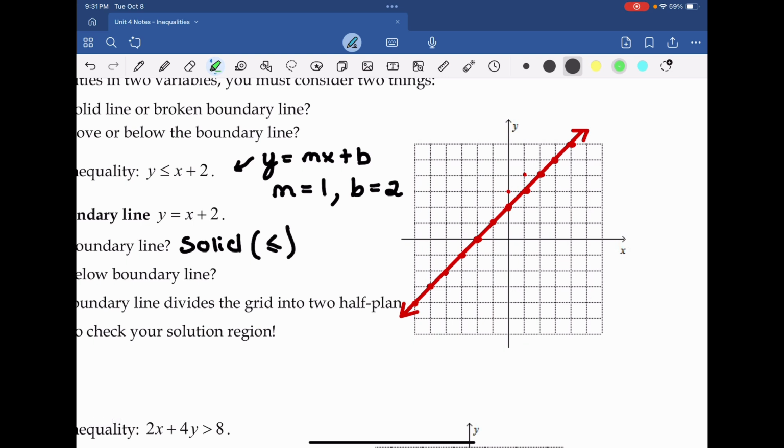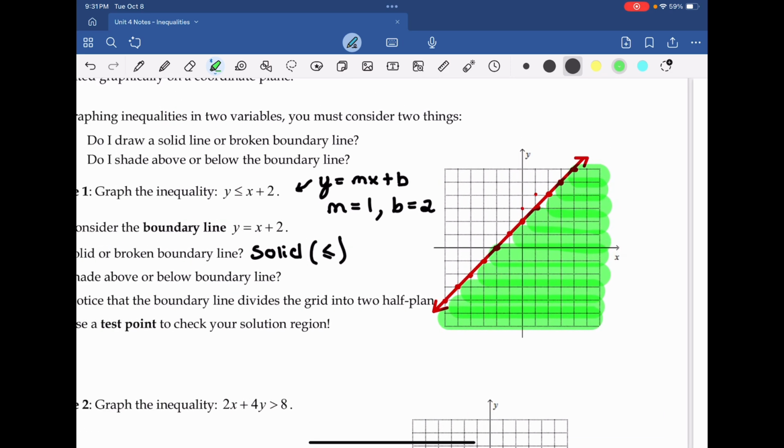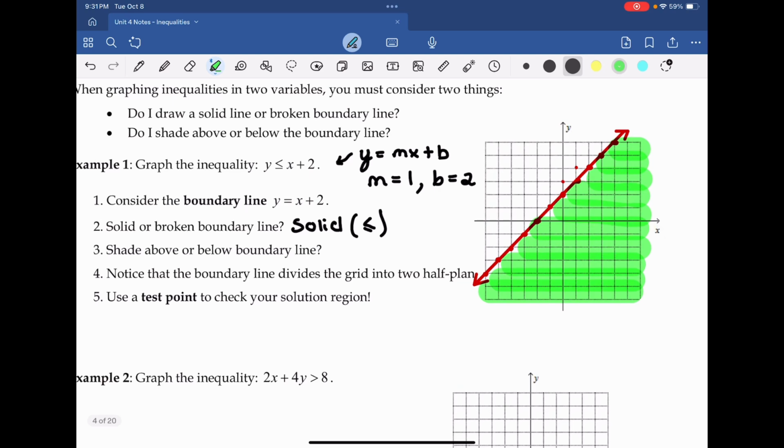How I'm going to do that is I'm going to maybe just use color like this. What you can do is you can actually just take your pencil and do a light shade in this region like this. There we go. So there's our solution region. Anywhere here could be a potential solution. And then from here, do we shade above or below? We shaded below. Notice the boundary line divides it into two half planes. When we look at this, we should notice that we have two regions: one region above the boundary, and a second region below the boundary.